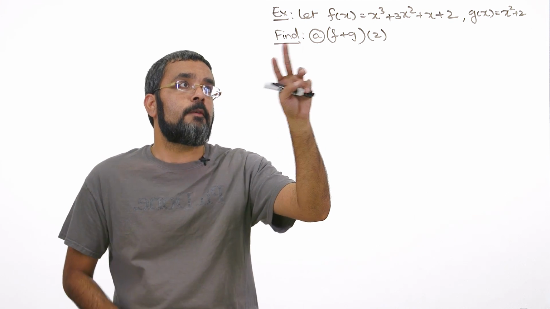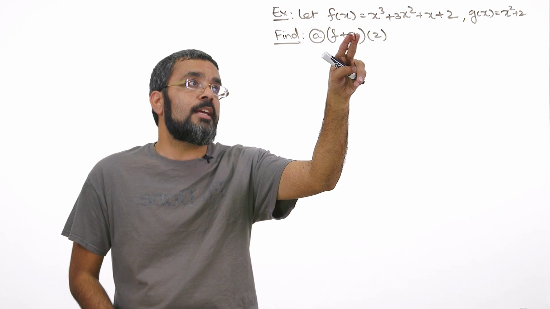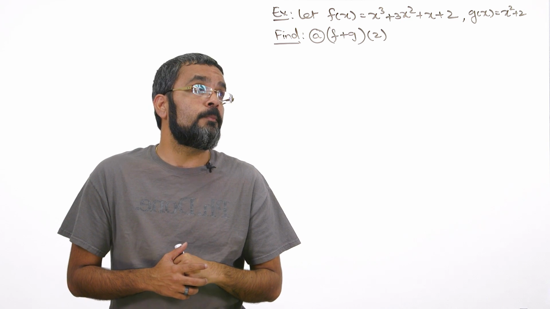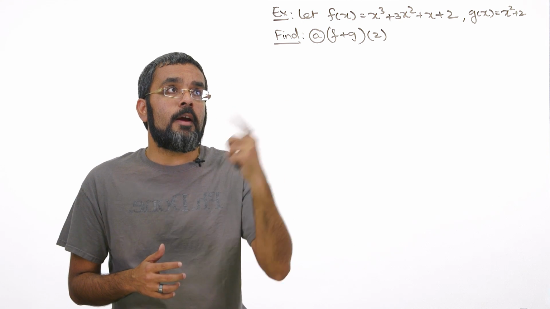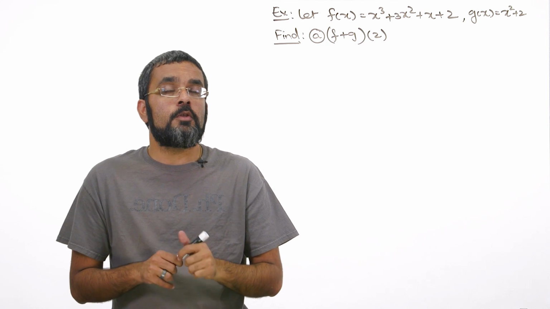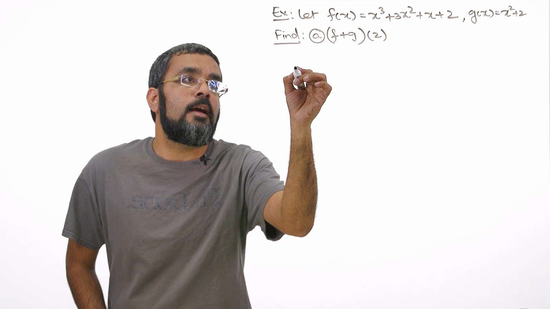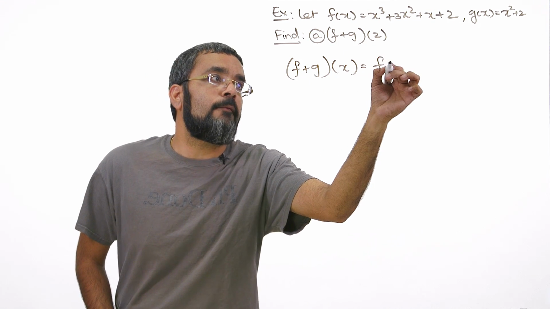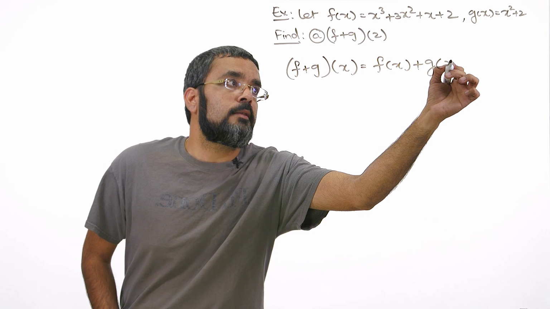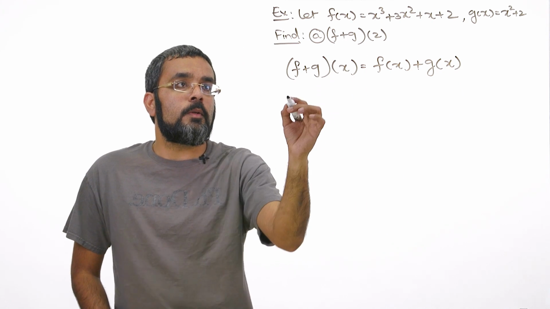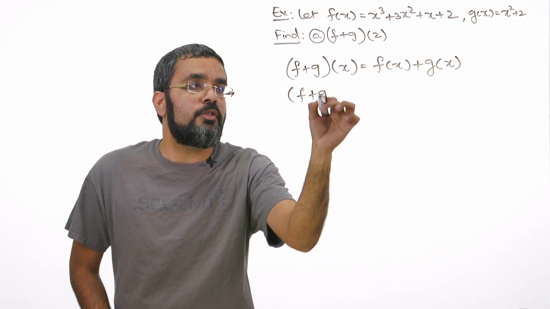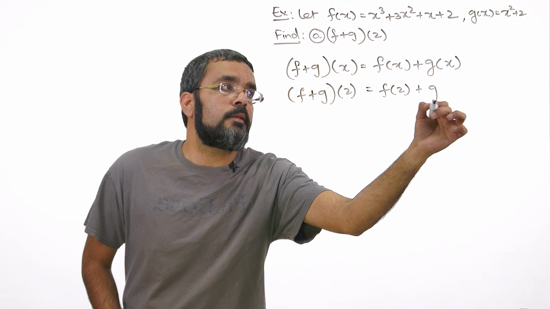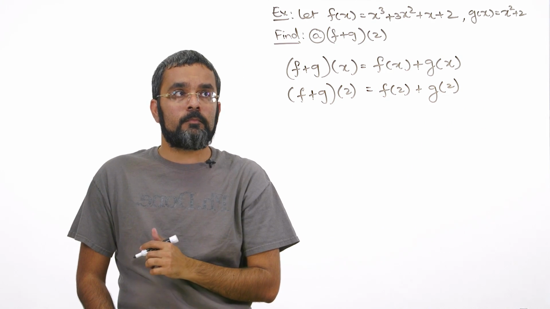The first thing we have is two functions. We have f(x), which is x cubed plus 3x squared plus x plus 2, and then we have g(x), which is x squared plus 2. The first thing we want to do is find out what f plus g of 2 is. If you remember, we said f plus g of x was f(x) plus g(x). So what if x was equal to 2? Then f plus g of 2 is going to be f of 2 plus g of 2.